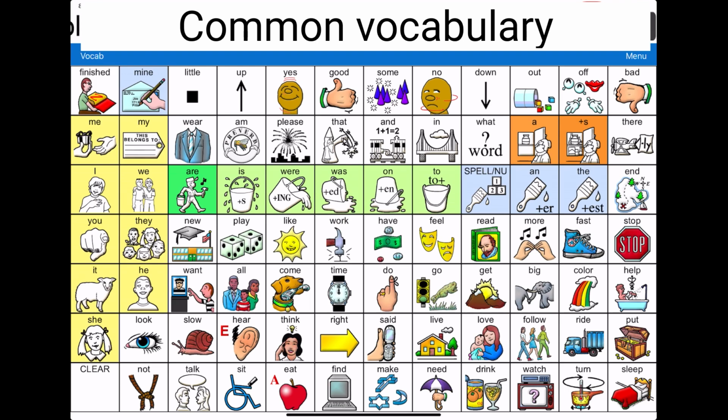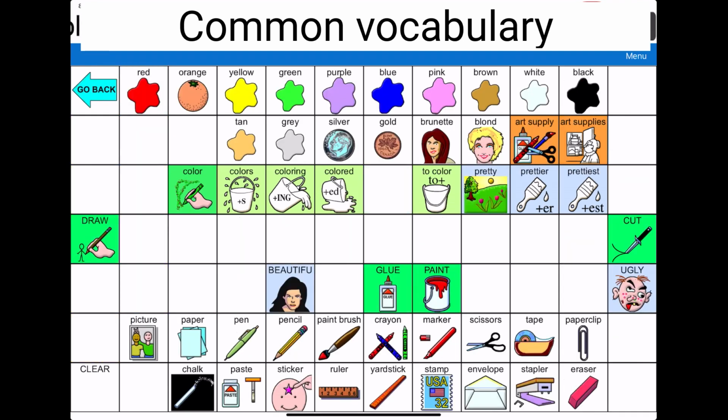When we look down at the lower part of the right side and we see the rainbow, on the rainbow are all the colors, and also those things that have to do with art supplies and things that they might be playing with. So we have that kind of vocabulary there.